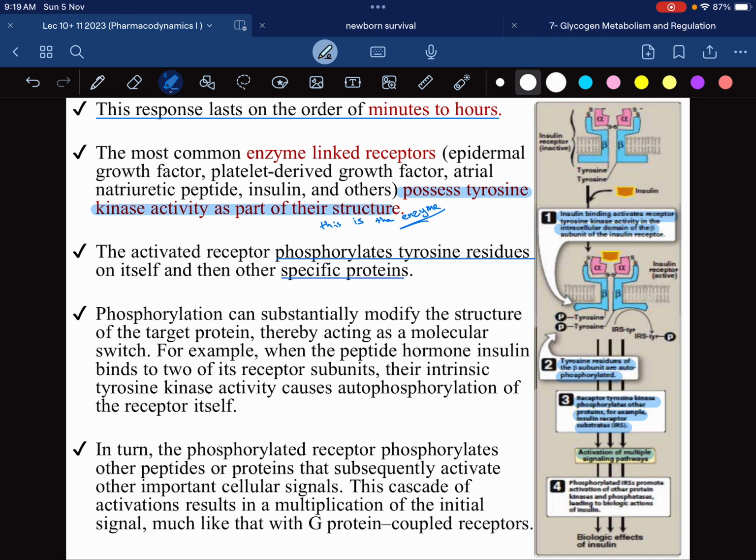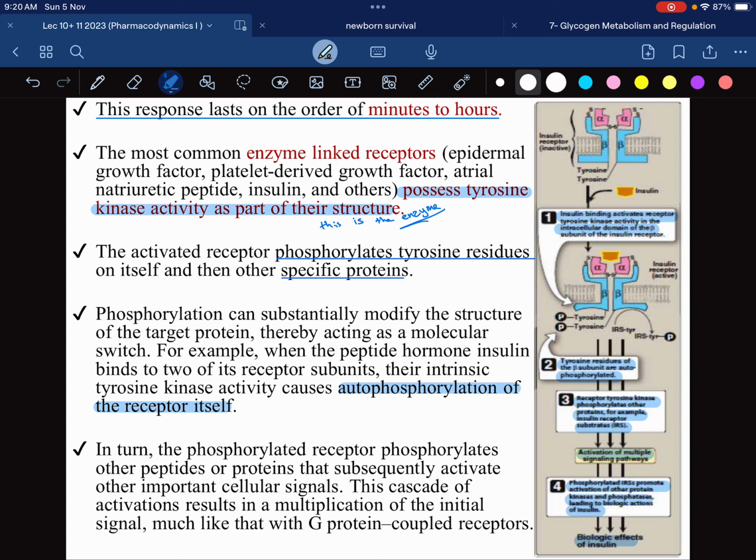And the phosphorylation can substantially modify the structure of the target protein, thereby acting as a molecular switch. For example, when the peptide hormone insulin binds to its subunit, the alpha subunit, their intrinsic tyrosine kinase activity causes autophosphorylation of the receptor after binding. This is the inactive form of the receptor. This is the insulin binding to the alpha receptor.